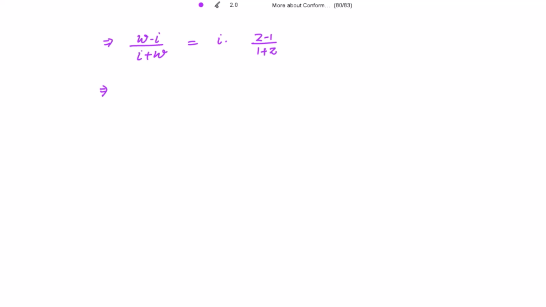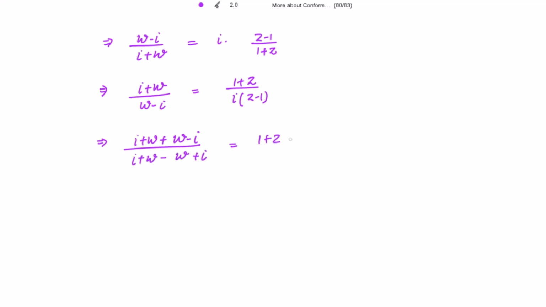Now to apply the componendo and dividendo rule over here, let's take this positive part in the numerator. For that, just take the reciprocal of these two sides. So we get iota plus w divided by w minus iota, and this is 1 plus z divided by iota into z minus 1, to avoid the confusions. Now let's apply the componendo and dividendo rule over here. The numerator is added with the denominator, and then the denominator is subtracted from the numerator.